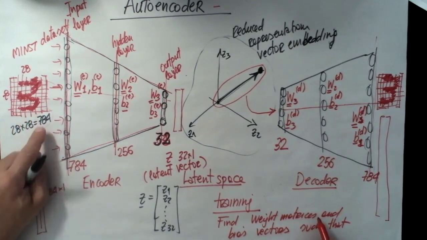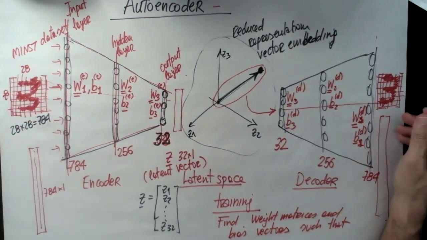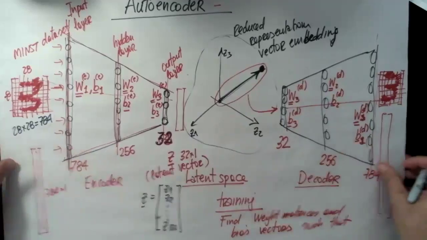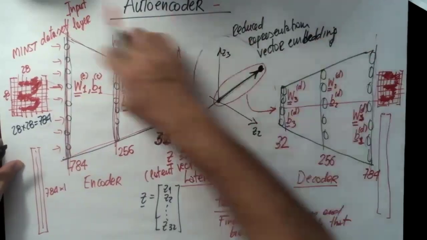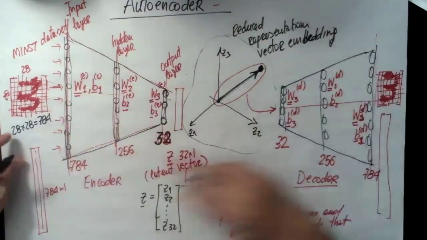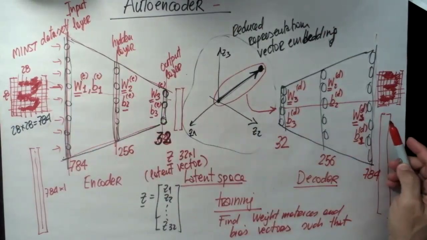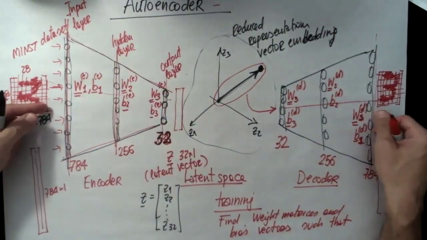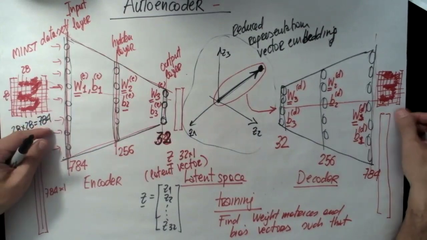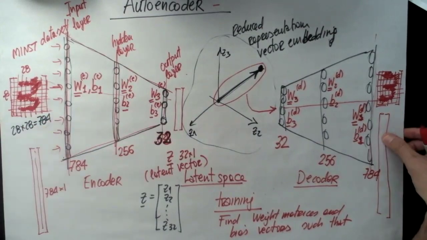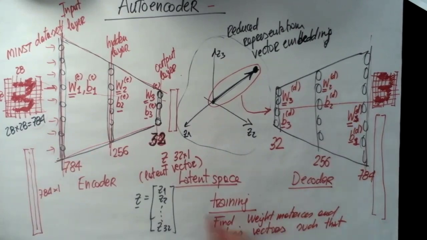So for any given data set, we want to find the weights and biases of this autoencoder in such a way that when we pass our data set in, we will get out also the same data set. Okay? Once you do this training, what is the power of the autoencoder?